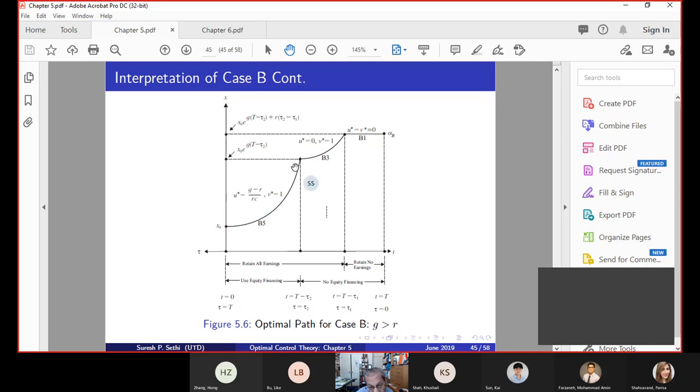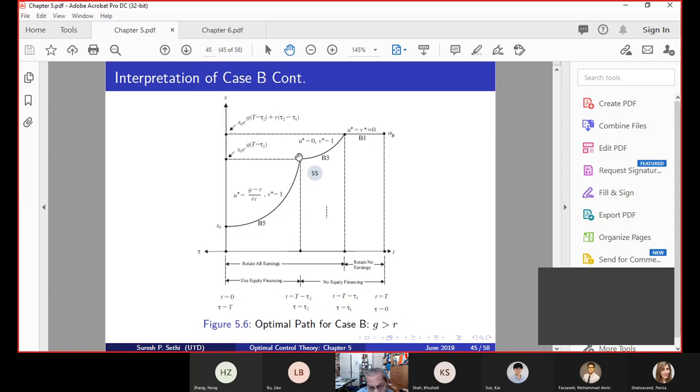I need to make up; I want to grow at the rate G. To go at rate G, this gives me the rate of growth R. And if there is no flotation cost, if C is one, then I only need to raise (G minus R) divided by R to make up for R. And that will let me grow at rate G.